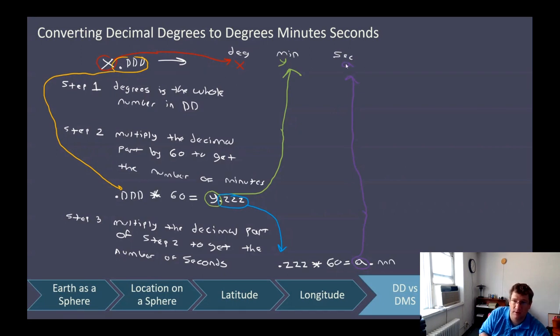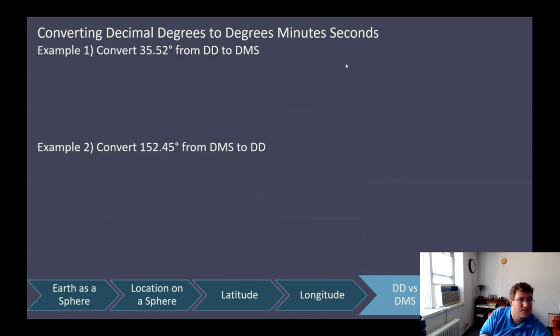If that doesn't make a lot of sense right away, pause the video, rewatch the part, and we will also go through 2 examples that will hopefully make it more clear. So let's go ahead and go through those 2 examples. Given the number 35.52, let's convert from decimal degrees to degrees, minutes, seconds. So we're going from DD to DMS.